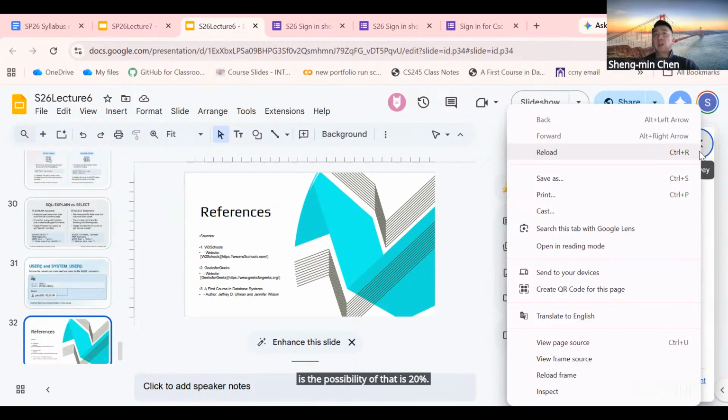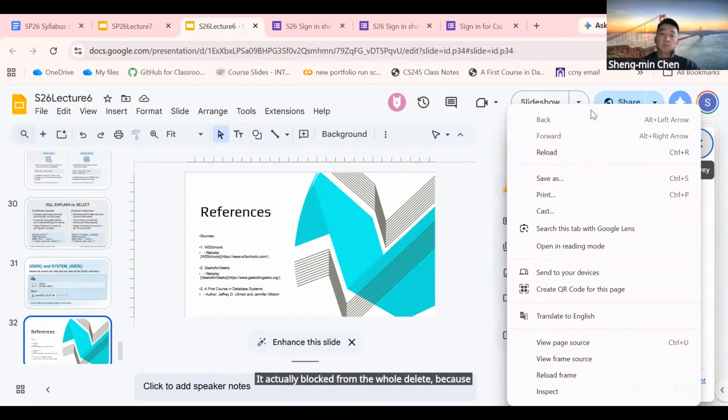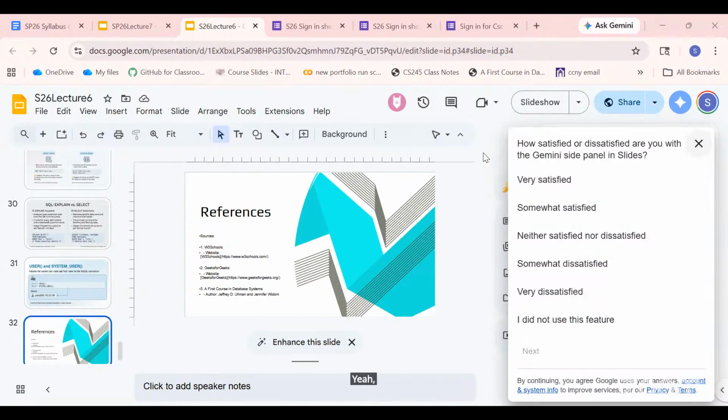So I am going to say I don't know the answer to that, but I will highly put my bets on restrict, no action. Because of all this constraint that you have set, when a parent is getting deleted, the database actually blocks the whole delete because of the first and second step. Yeah, that's what I guess too. Thank you. Yeah.